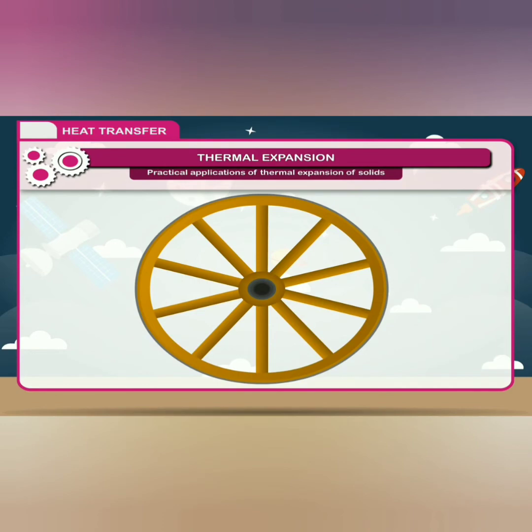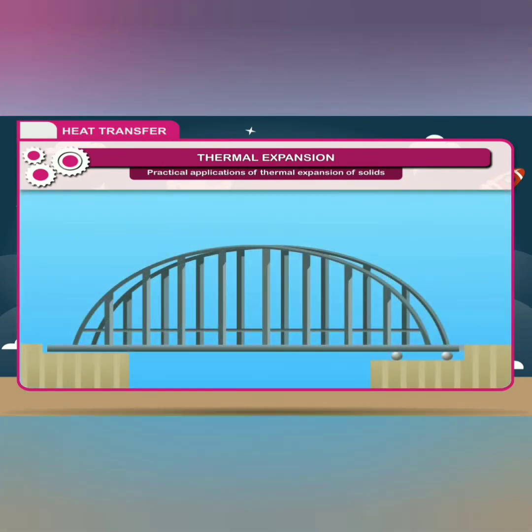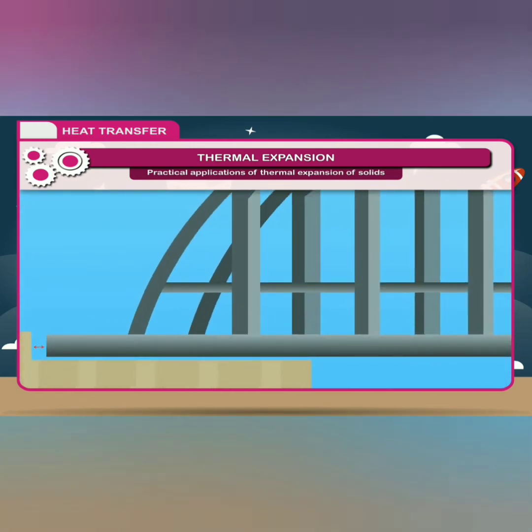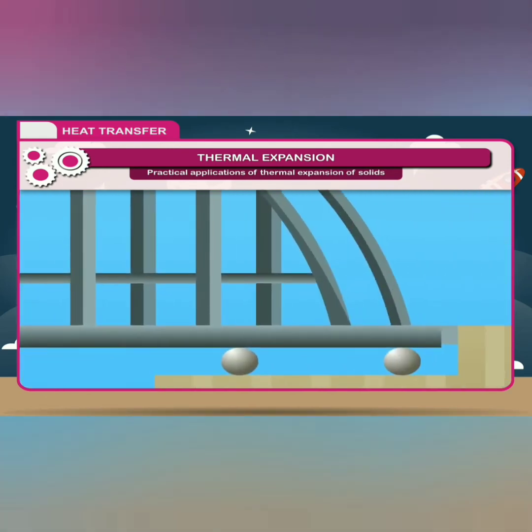The third example is in the construction of bridges. Some space is left to allow the expansion to take place during high temperature. Therefore, during the construction of a bridge, one end is fixed and the other end is mounted on a roller to accommodate the expansion or contraction during the change in temperature.